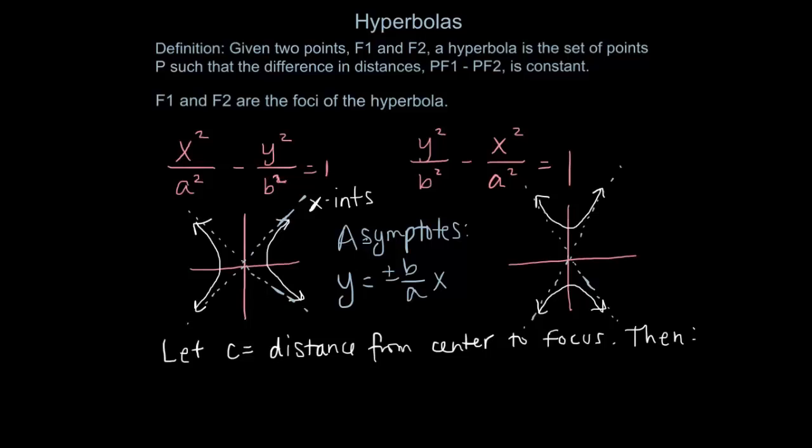Let c be the distance from the center to the focus. That should ring a bell because I think that's what we called c in the ellipse as well. We had a relationship between a, b, and c for the ellipse, and it's going to look a little bit different for the hyperbola. For the hyperbola, our relationship between a, b, and c is that a squared plus b squared is equal to c squared. c in this case is the longest of the three distances. Let's actually graph these and see how we can see a and b and c in our graph.